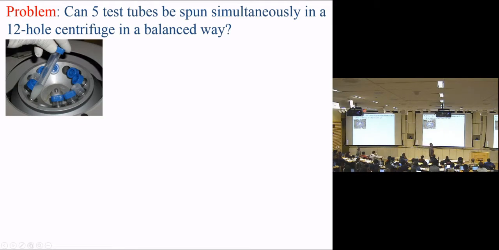Okay, so speaking of problem solving, let's solve this problem that we showed you an hour ago. Can you spin up 5 test tubes in a 12-hole centrifuge? So let's take another poll before we even start. How many say it's possible, 5 test tubes simultaneous? How many say probably not? There's still people voting either way. That's okay. That's fair enough. Any thoughts, ideas? Let's do it interactively. We're a large group, but there's no limit to interactions.